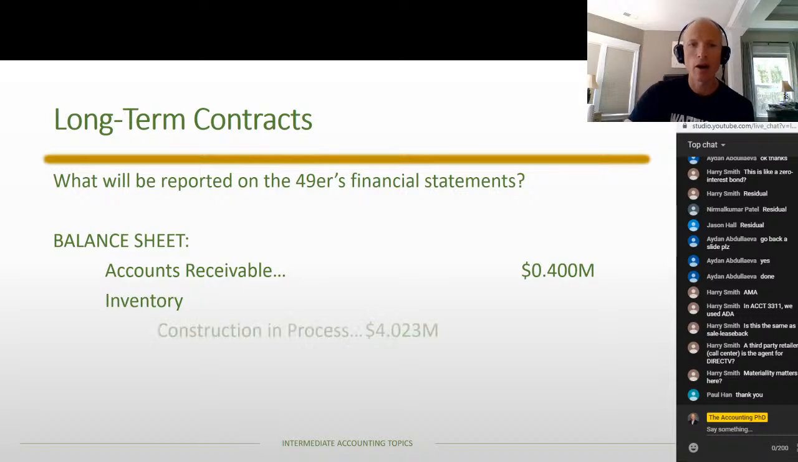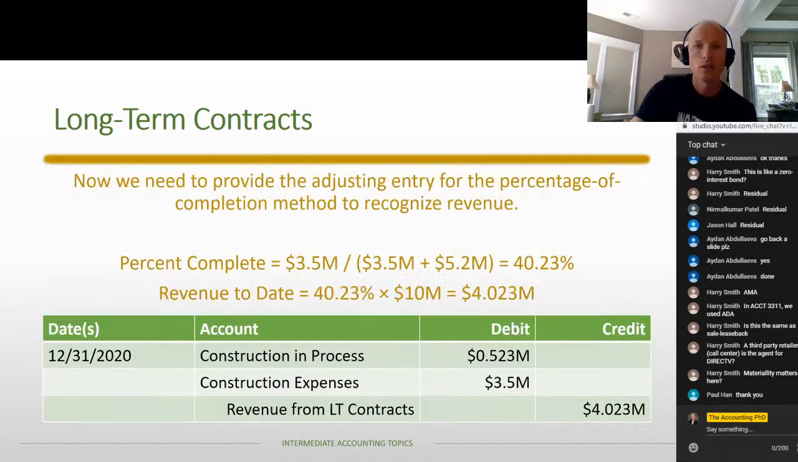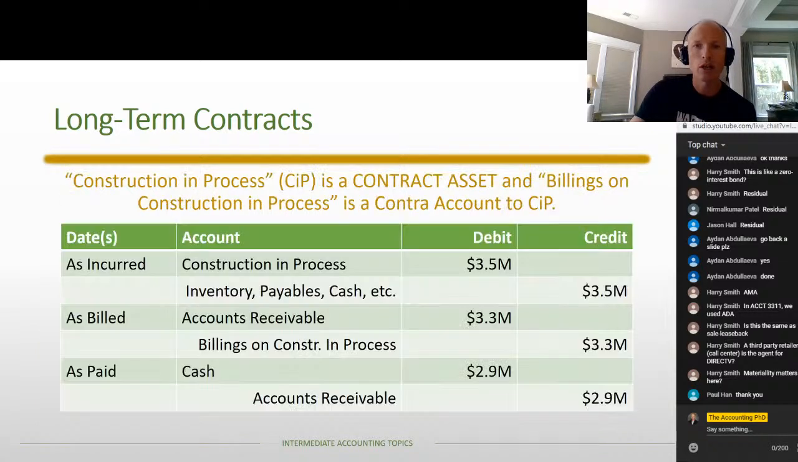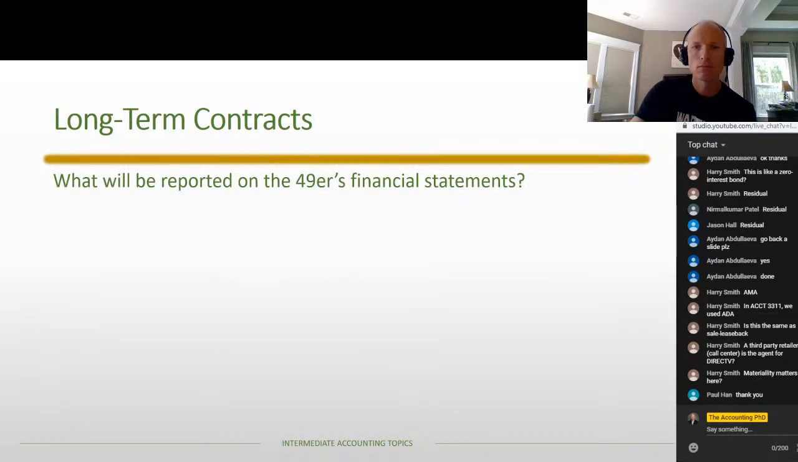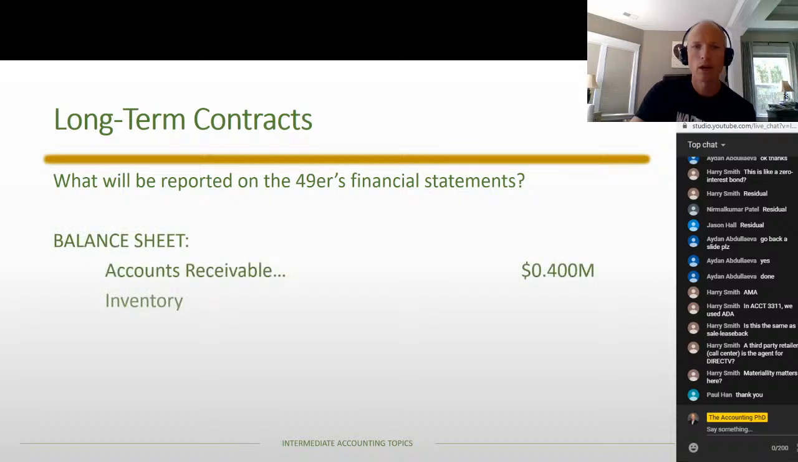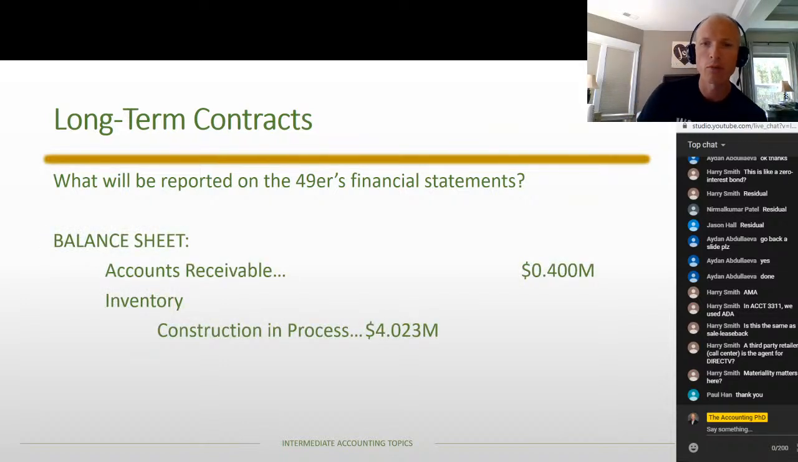Under our inventory account, we have this construction in process account, the $4.023 million. Where did that construction in process account come from? Right here, on 12/31/2020, we had debited that account $0.523 million, and throughout the year we had debited that account $3.5 million. So that's where the $4.023 million comes from. Those two pieces together, the 3.5 plus the 0.523.